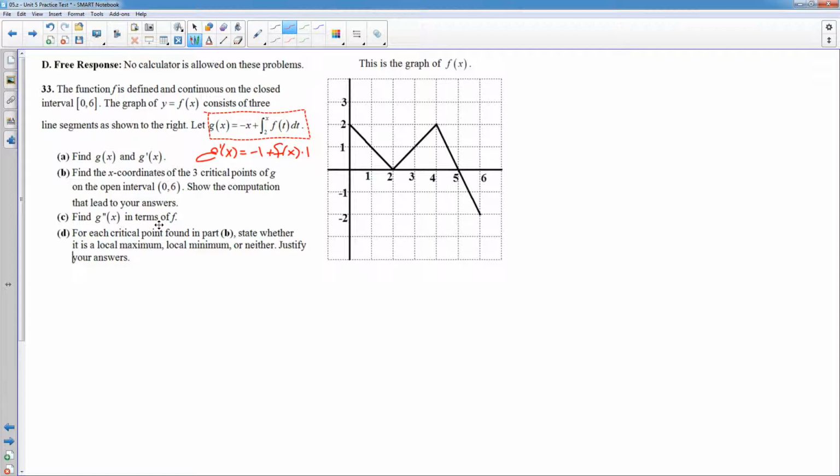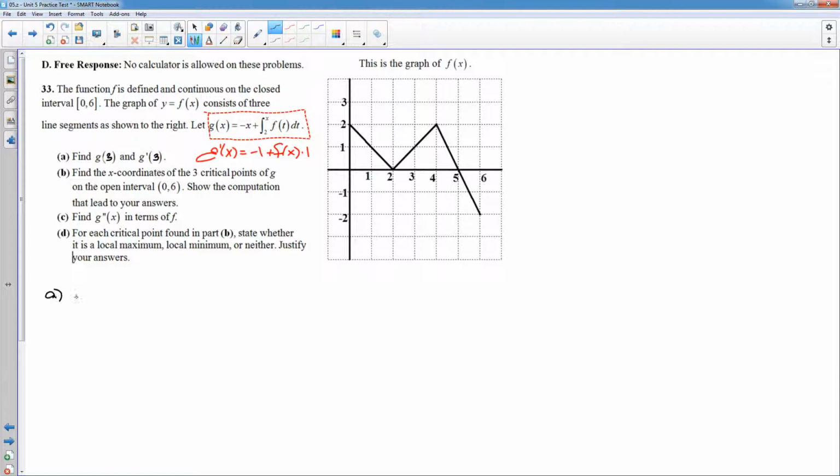I have a sneaky suspicion that A is a typo because it says find g of x and g prime of x, which doesn't make sense because g of x was given. So hold on a second. Let me look this up and see if those should be actual number values instead of a variable. Okay, when I looked at the source of this question, yes, those are supposed to be numbers, so I'm going to erase those. That's supposed to be a 3 for each of them. It's g of 3 and g prime of 3. So let me make that change.